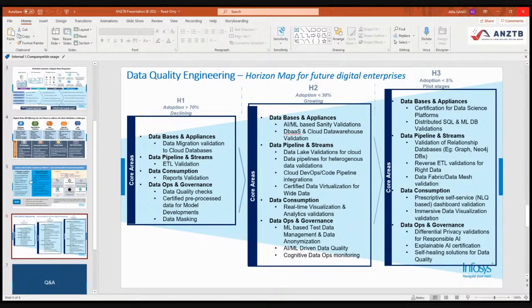So, what you see from left to right is what we see in terms of adoption with our customers, whether it is growing or declining, and where we are with respect to the future trends from the horizon.